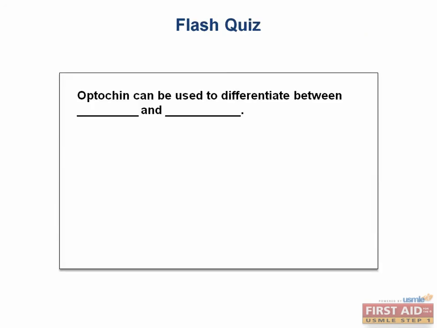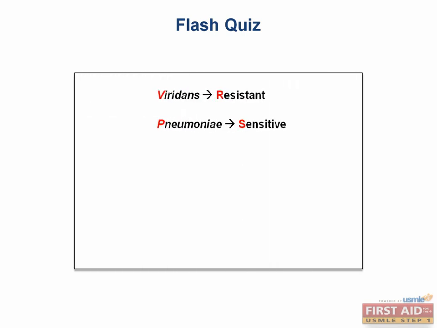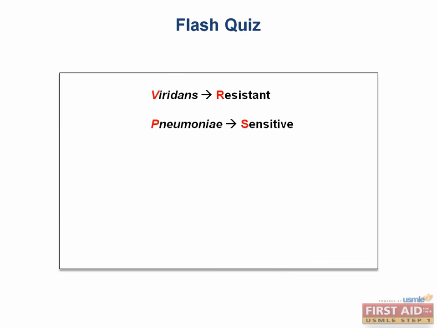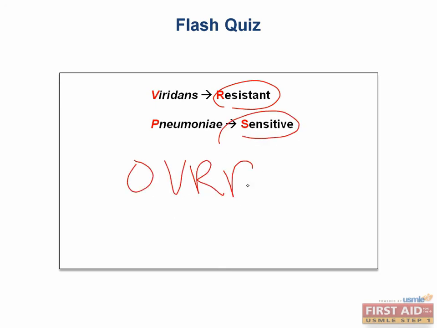Okay, time for our first flash quiz. This is a fill-in-the-blank question. Optochin, the antibiotic, can be used to differentiate between blank and blank. Fill in those two blanks for me. And the answer is that it helps differentiate between strep viridans and strep pneumo. Remember that strep viridans is resistant and strep pneumo is sensitive. You can use the overpass mnemonic.